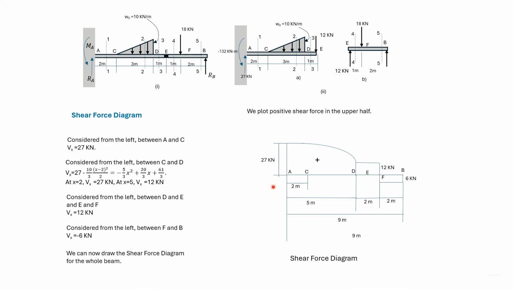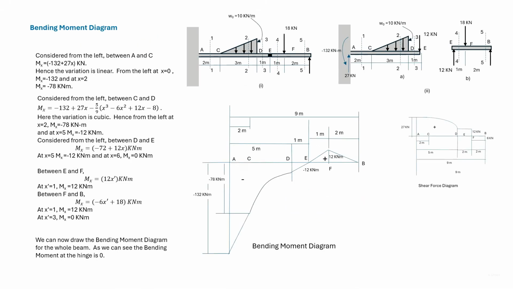So here we have the whole shear force diagram considering all the 5 sections. Here we develop the bending moment diagram for the given problem. So between A and C, we found that the bending moment was given by this expression. Now substituting x is equal to 0, we get the bending moment as minus 132. So at A in the diagram, the bending moment has been represented as minus 132.